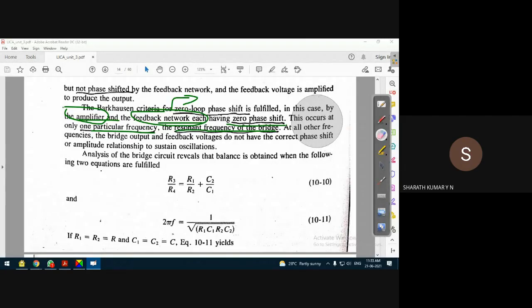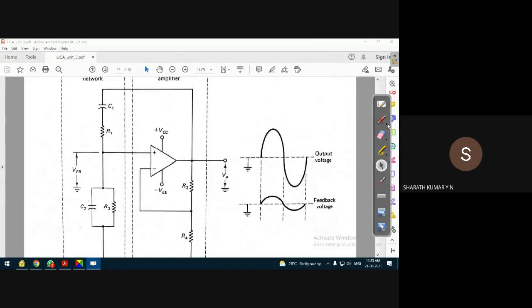The reason for that is, in this network, we have the capacitor and resistor network, which acts as a phase lag and phase lead network. At some point, when the frequency matches the frequency of operation of the phase lag and phase lead networks, each network will cancel the phase shift introduced by the other network. So the total phase shift is zero.